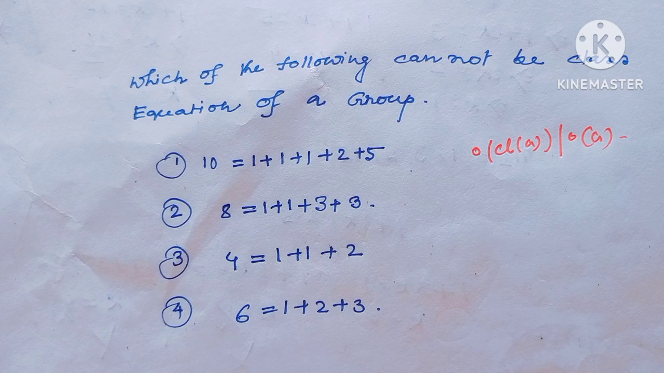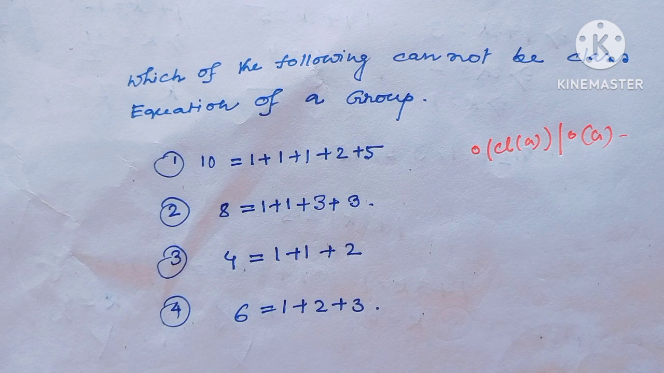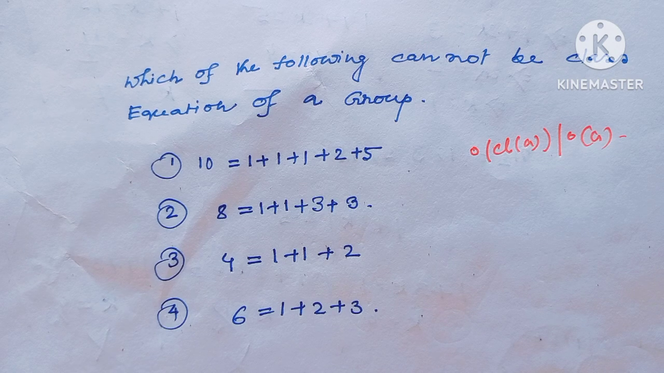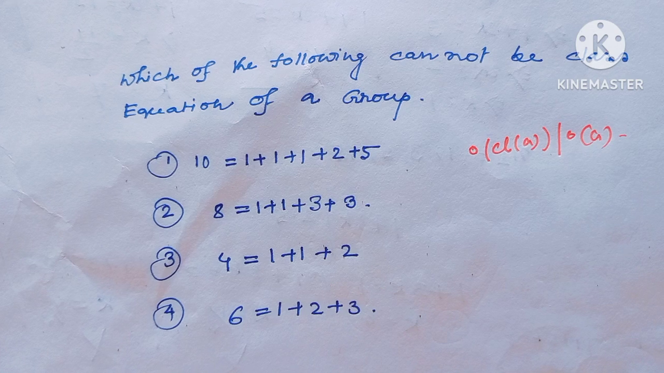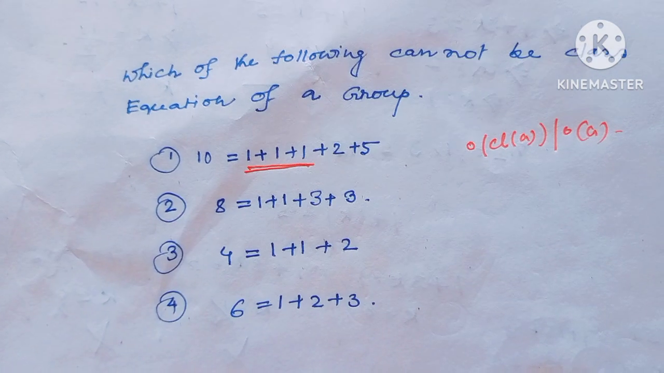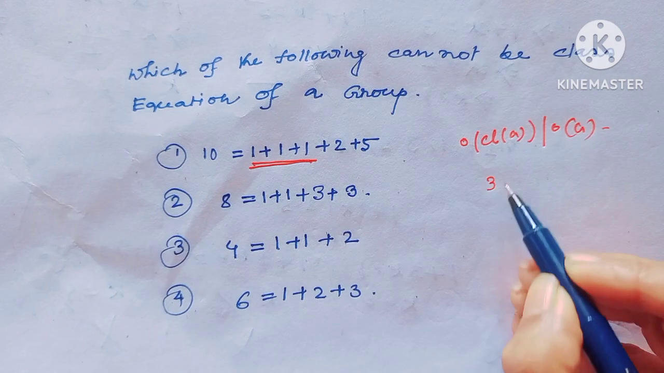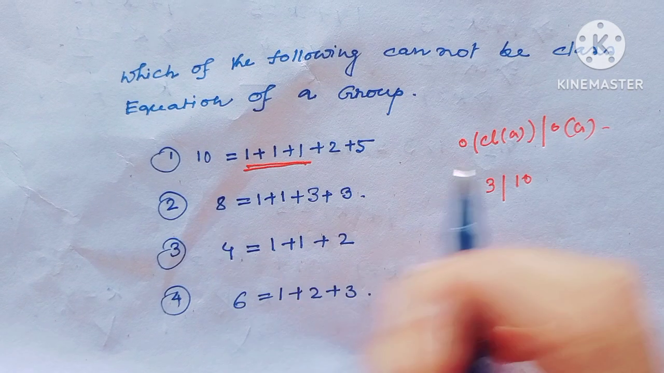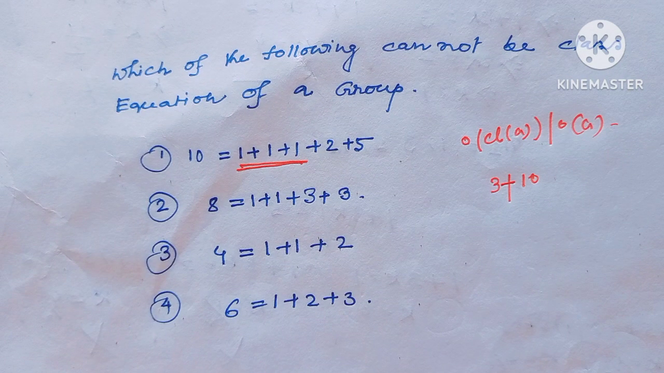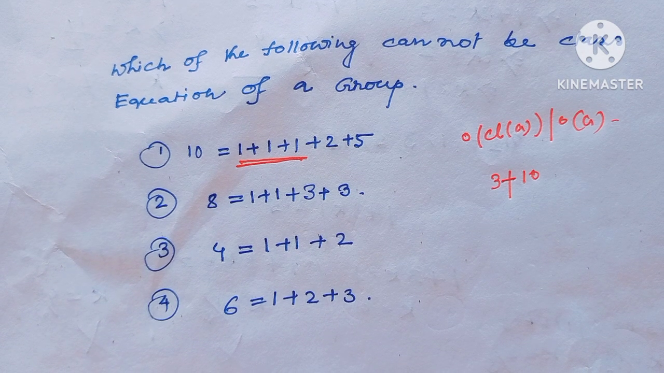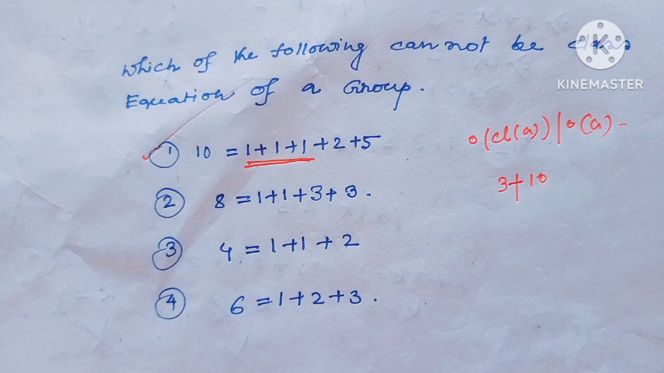Now a question: which of the following cannot be a class equation of a group? Option 1: 10 equals 1 plus 1 plus 1 plus 2 plus 5. Notice that here 1 plus 1 plus 1 means the order of Z(G) equals 3. We all know the order of Z(G) always divides the order of the group, but here 3 does not divide 10. So this cannot be a class equation, so option 1 is the right option.